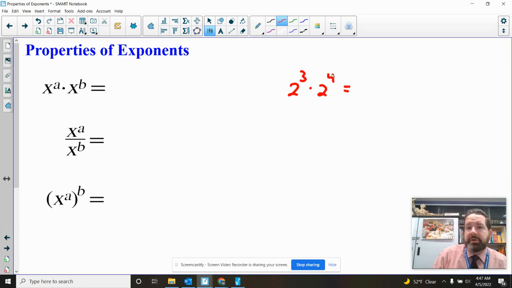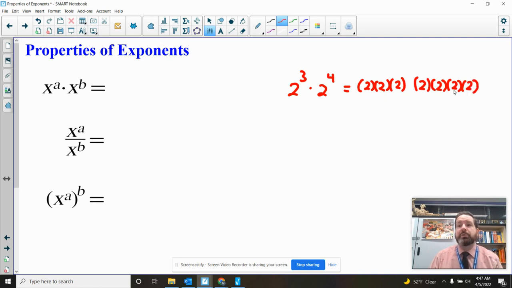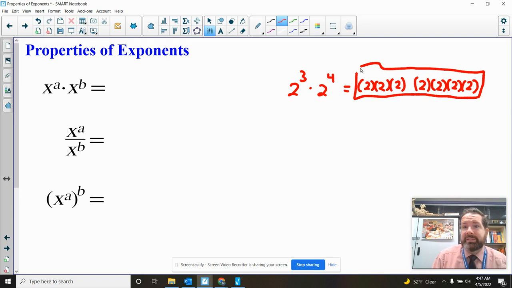So 2 to the third just means 2 times 2 times 2. That's what 2 to the third means. 2 to the fourth just means 2 times 2 times 2 times 2. Repeated multiplication of the 2, 4 times. Now, if these are all multiplied together, well, then, my goodness, all we really have is a 2 multiplied together 1, 2, 3, 4, 5, 6, 7 times. That's all there is.